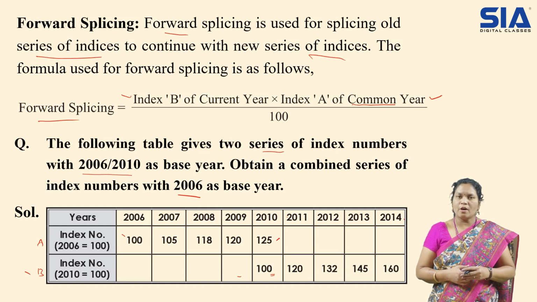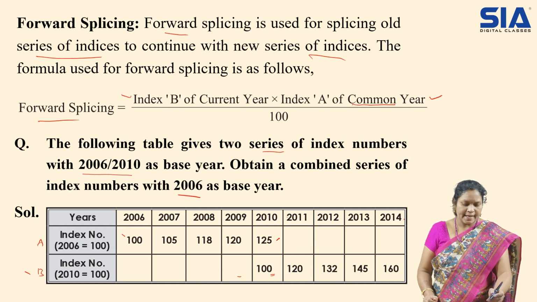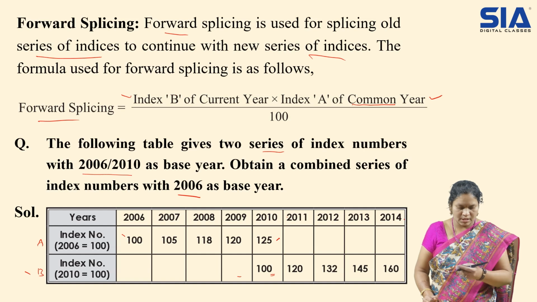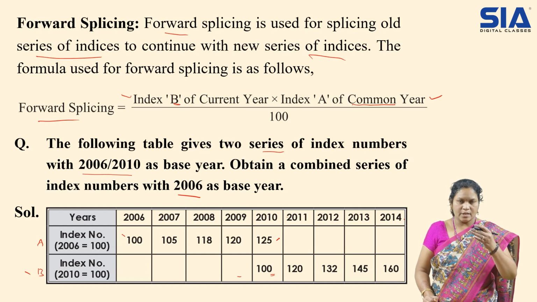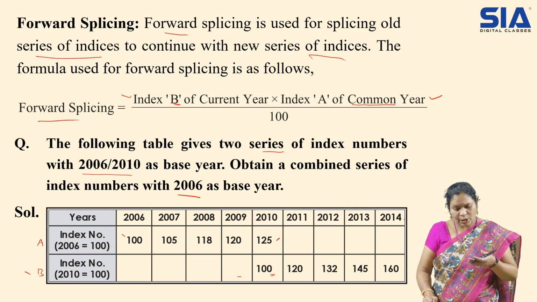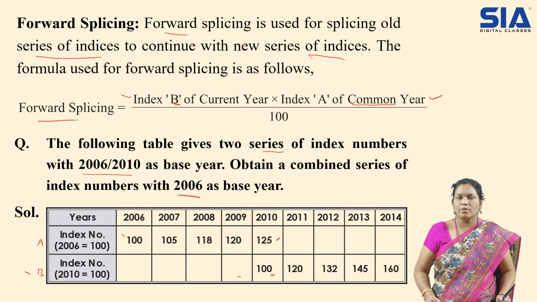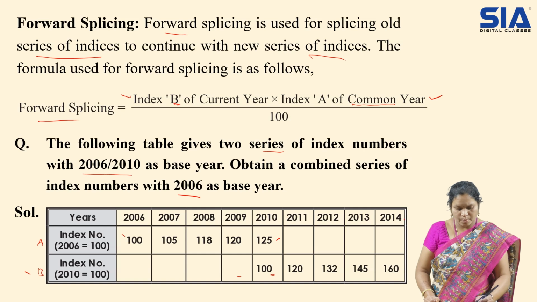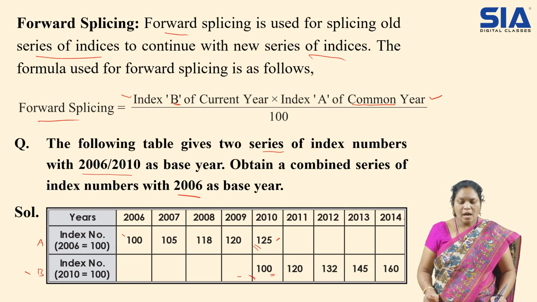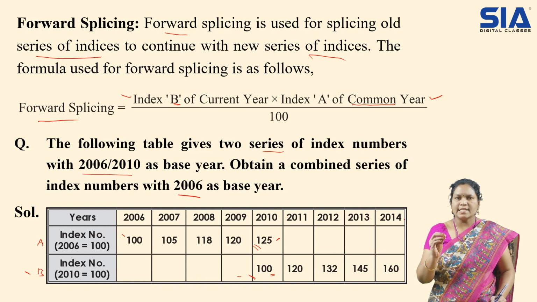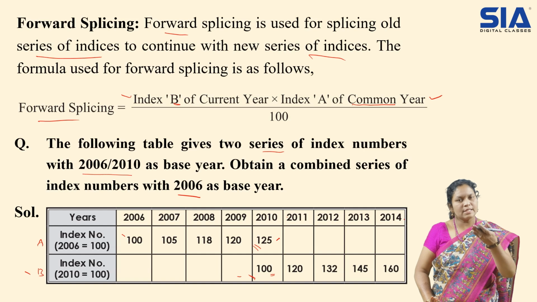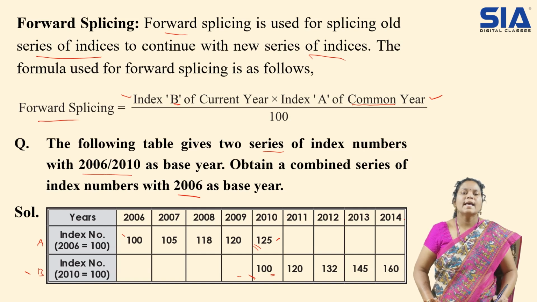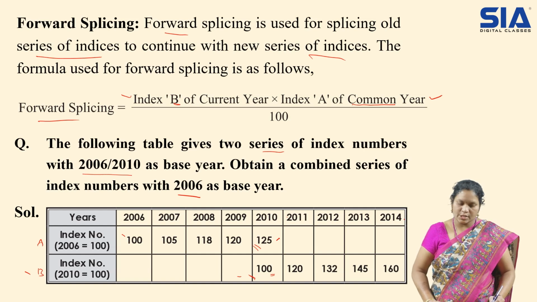Now let us go with the formula. Because we are doing forward splicing, the formula is the index of the B series, whatever you have for the current year, multiplied by the common year value. So what is the common year? As I said, it is the year for which data is mentioned in both series. That too from series A: the series A value should exist in the same year, and the series B value should exist. Then the A value you have is your common year.